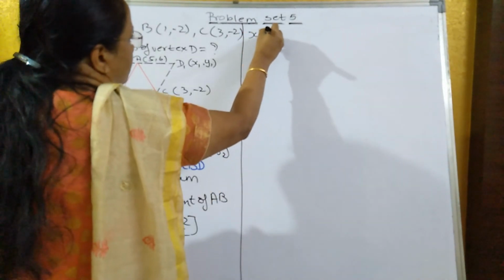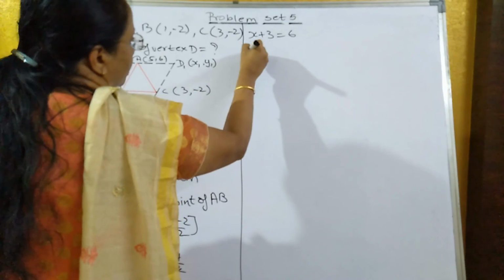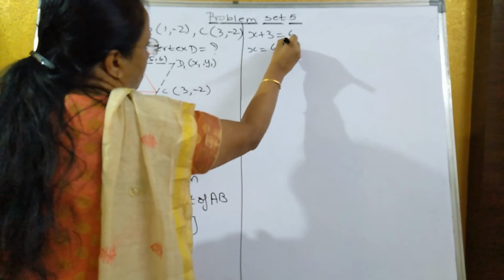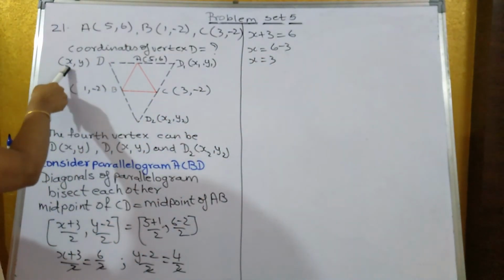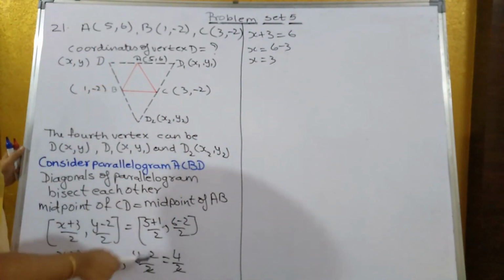x plus 3 is equal to 6. So x is equal to what? 6 minus 3. So x is equal to 3. So we have got the coordinate of x as 3.